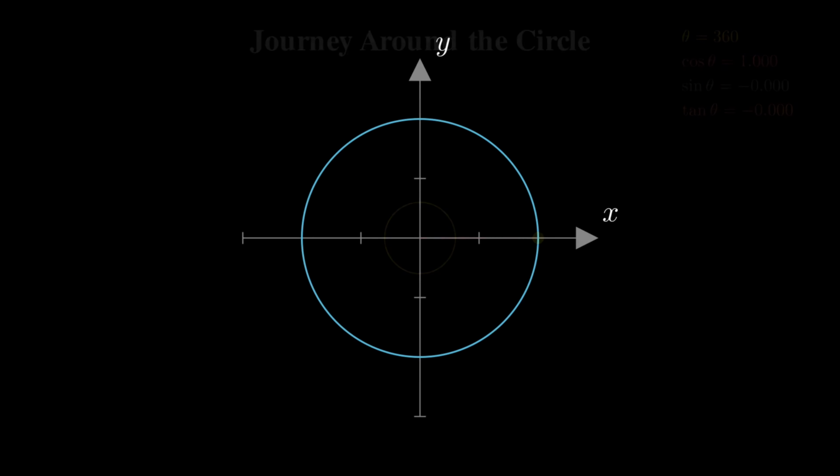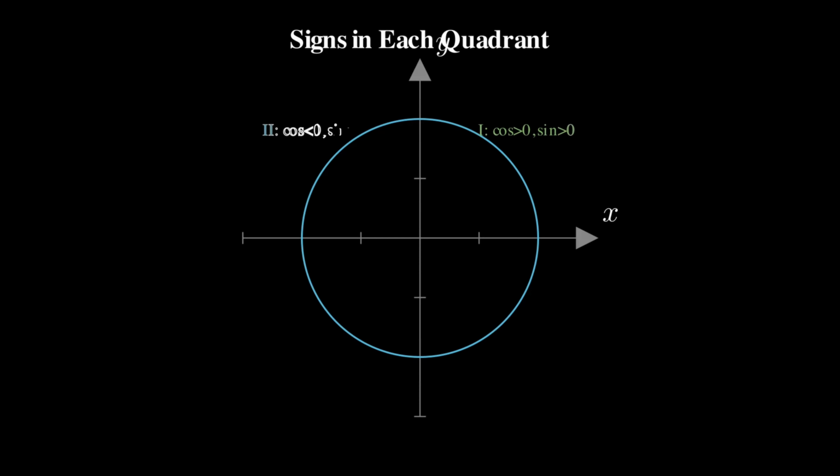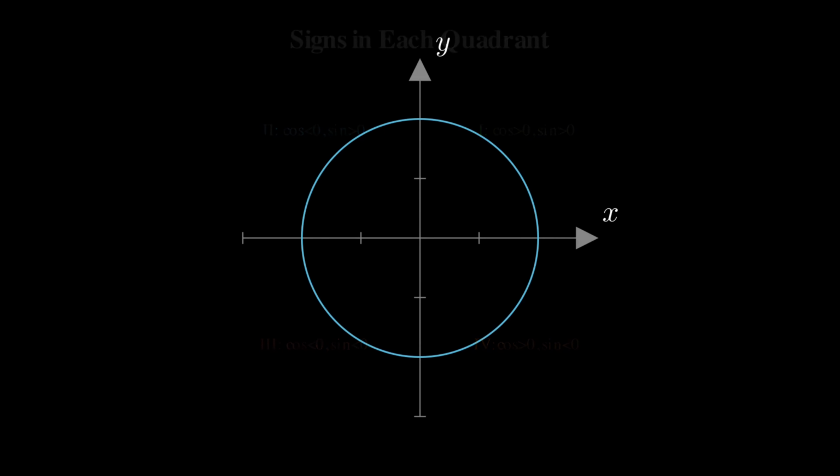Look at that. Cosine, the x-coordinate, becomes negative in quadrants 2 and 3. Sine, the y-coordinate, becomes negative in quadrants 3 and 4. This elegantly explains the signs of the trig functions.